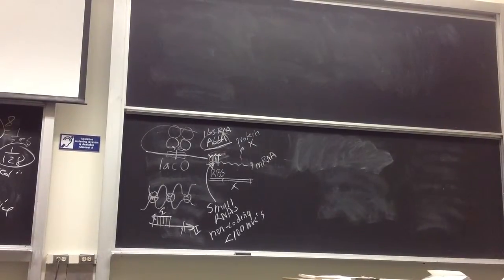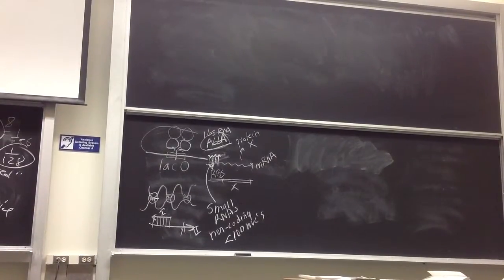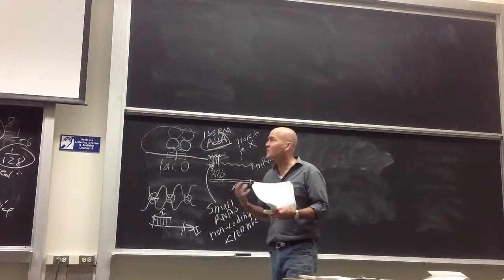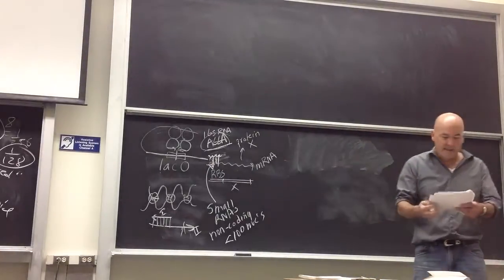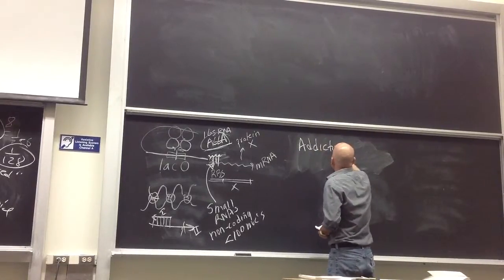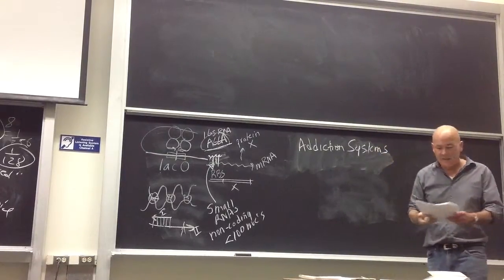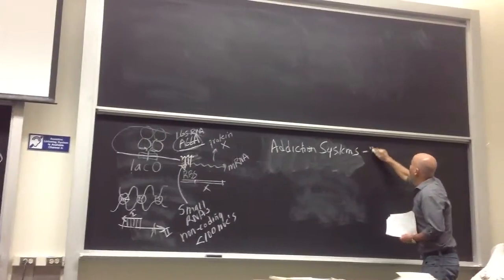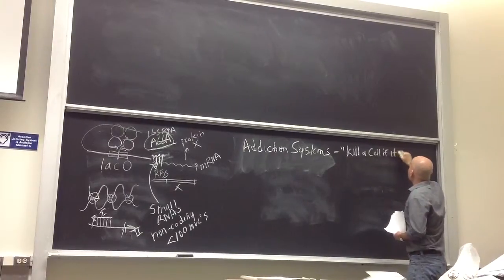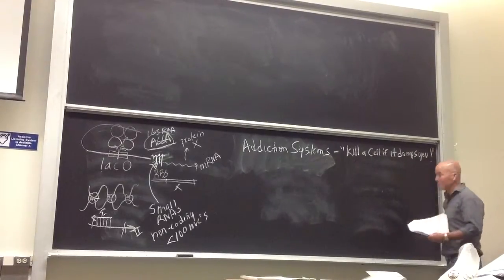Sort of vindictive, right? Of course, that's very anthropomorphizing, if you can say that word, thinking about it as a human sort of thing. But it really is a very interesting system. Another way we can call these, they've been called addiction systems. I'll give you one that I always give, but there are many, many. So basically, another way is what I call the kill a cell if it dumps you strategy.